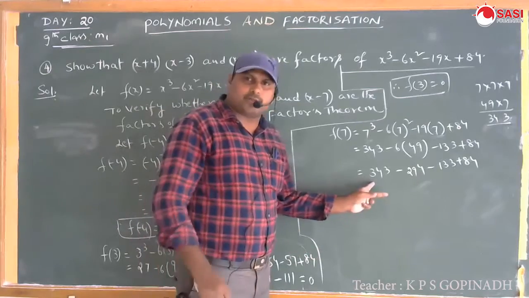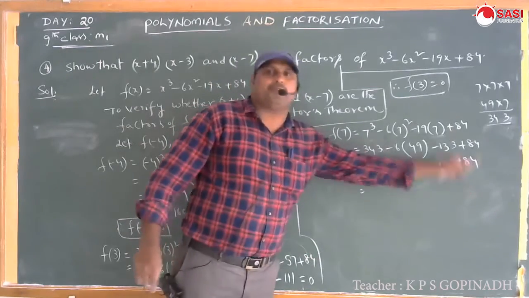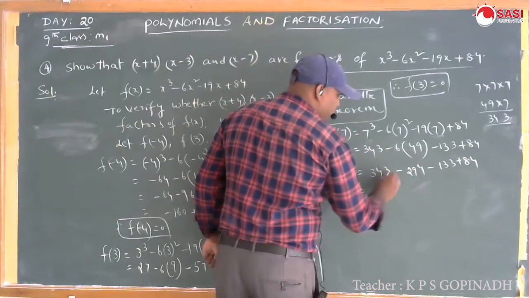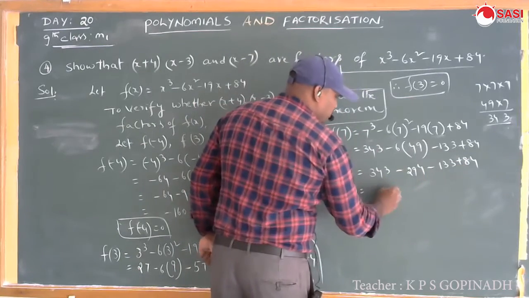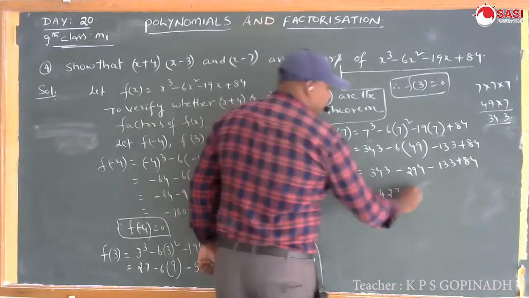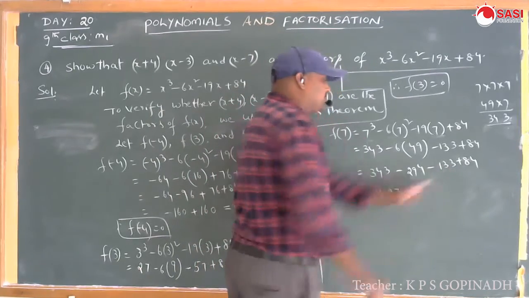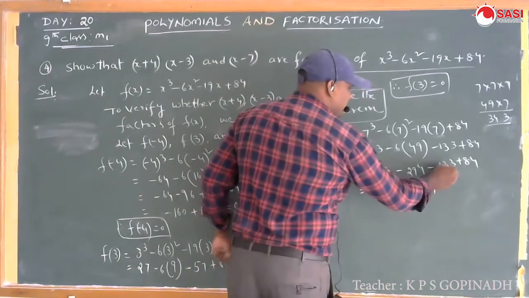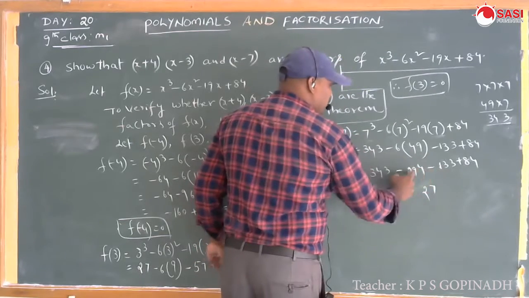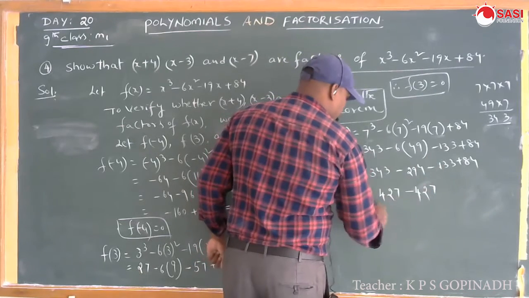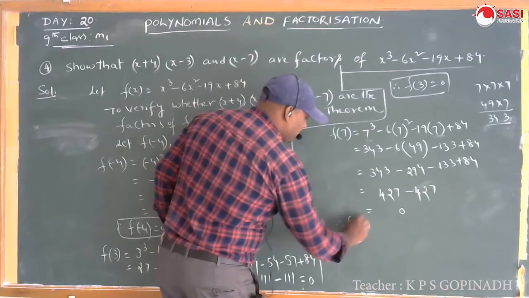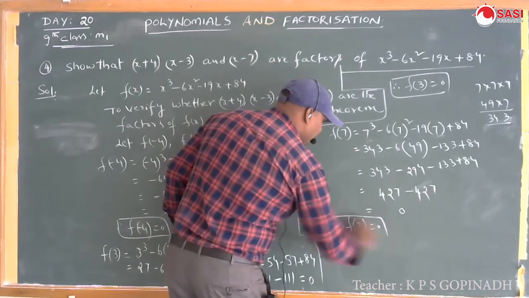Here what are the positive numbers? 343 and 84 are the positive numbers. So 4 plus 3, 7. 8 plus 4, 12, remainder 1. 1 plus 3, 4. Add the negative numbers: 3 plus 4, 7. 3 plus 9, 12, remainder 1. 2 plus 1, 3, 3 plus 1, 4. So 427 minus 427, which is equal to 0. So therefore f of 7 is equal to 0 came.